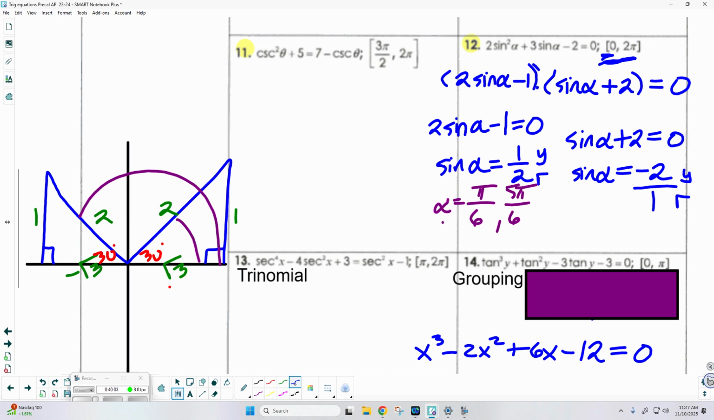Is there a problem here? What? So this one's going to be a quadrantal, right? No. What's going to happen here? No solution. No solution. Why?